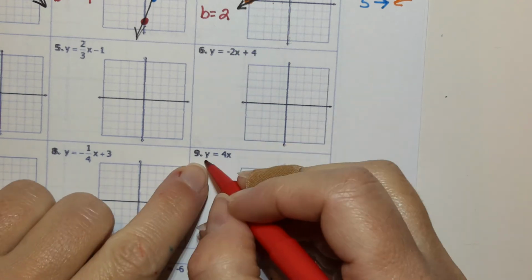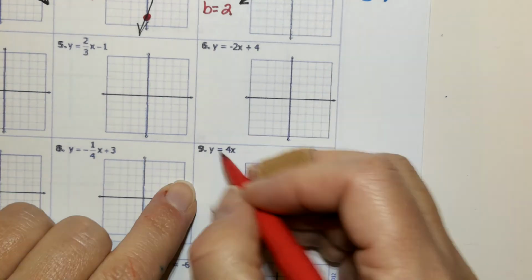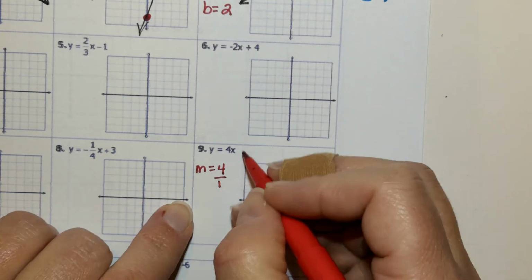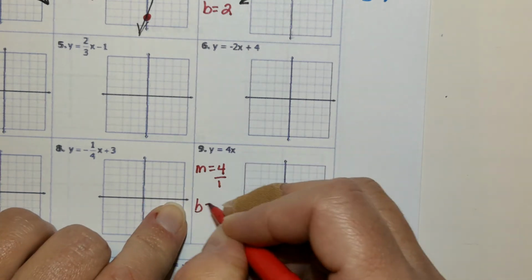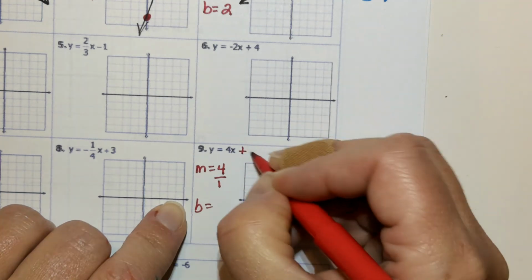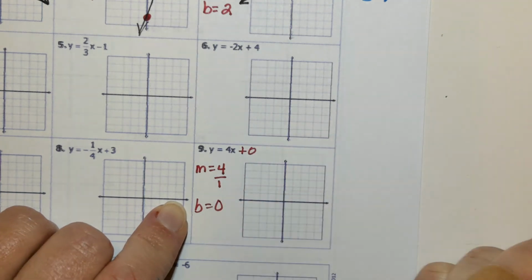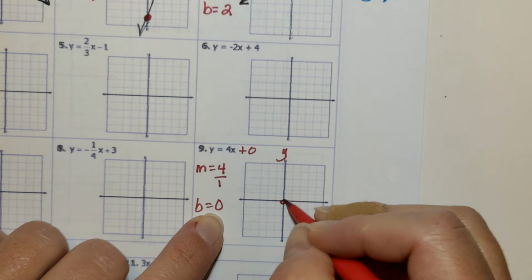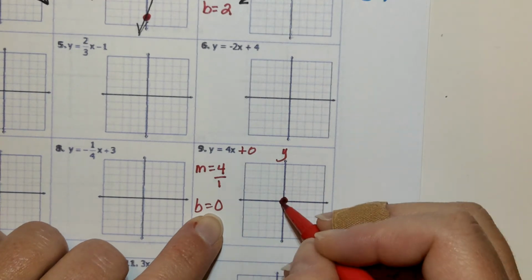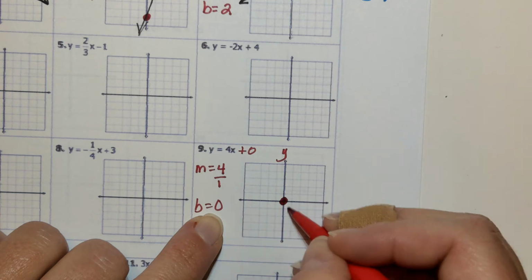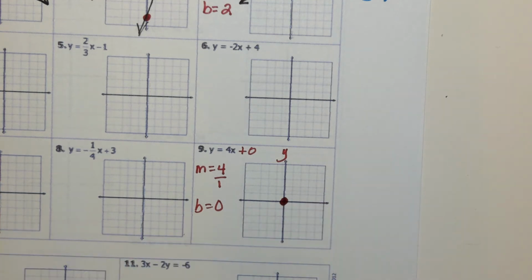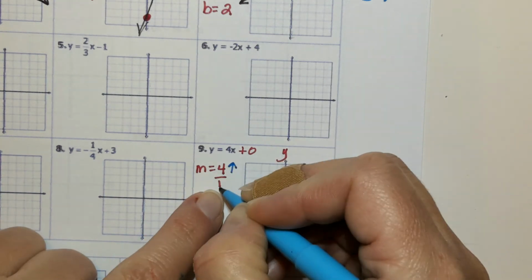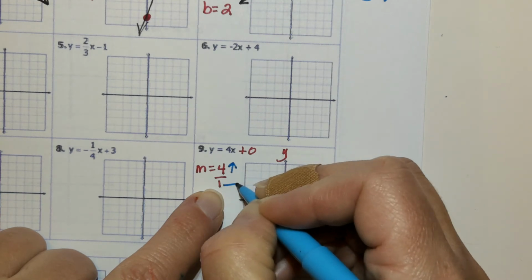Okay? Let's see. Let's do number 9. That's a good one. Let's do this one. It says y equals 4x. Okay, so the slope, which is m, is 4, which is 4 over 1. And the y-intercept, which is b, appears to be not there. We've talked about this. That means it's a 0. So in this one, the intercept is 0. So where is 0 on the y-axis? Well, it's right here at the origin. Yeah, so our y-intercept is invisible, which means it's 0, which means it's the origin.